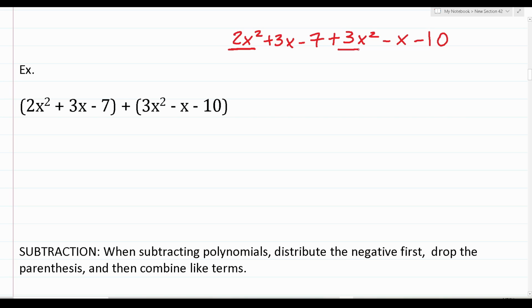So 3x squared and 2x squared are like terms, and therefore we can combine them.